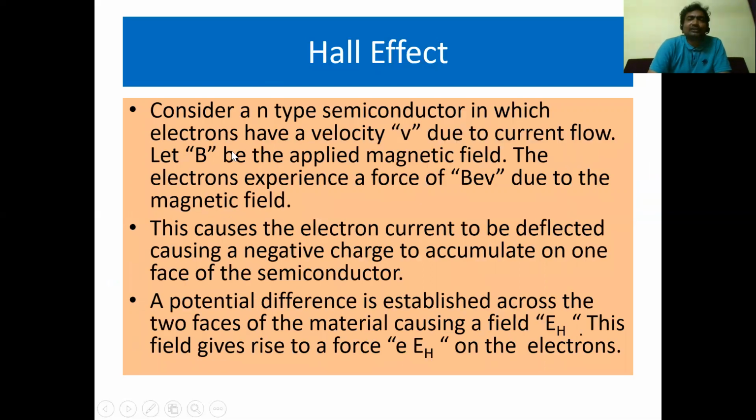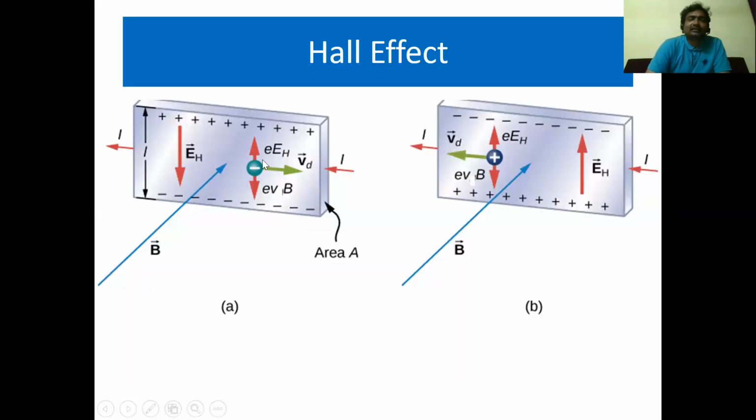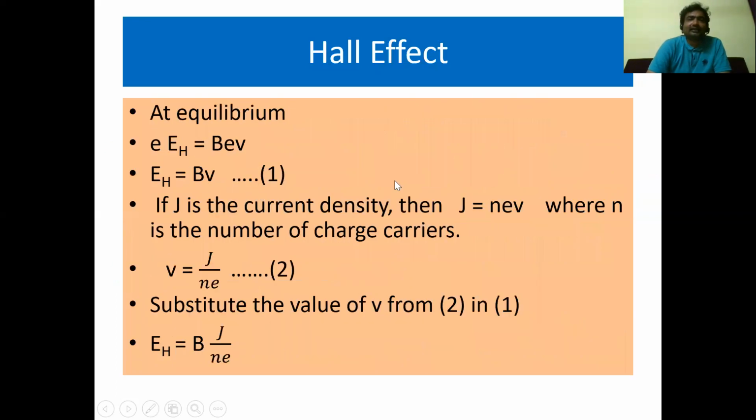At that situation, the electron neither moves towards the lower face nor towards the upper face. So simply it goes in a straight line manner. As Bev, the Lorentz force, is equal to eE_H, the electron does not deflect because the net force equals 0. So the electron moves in this straight line path. This is called as equilibrium. At equilibrium, eE_H equals Bev. So here e cancels out. So E_H equals Bv.